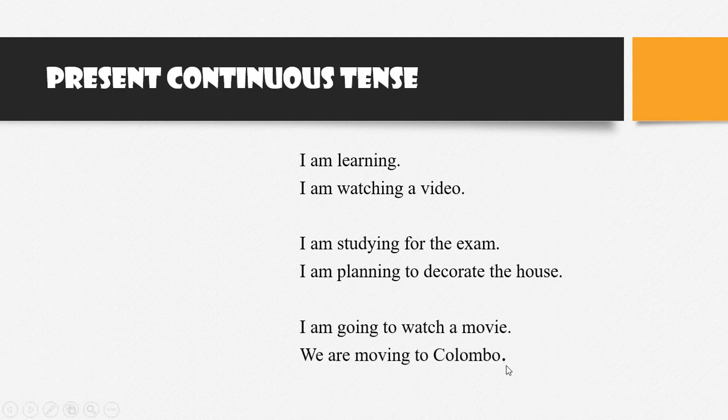I am going to watch a movie. We are moving to Colombo. That sounds different because here we are talking about some plans. Really not for present but for near future. So these are the instances where you use present continuous tense.